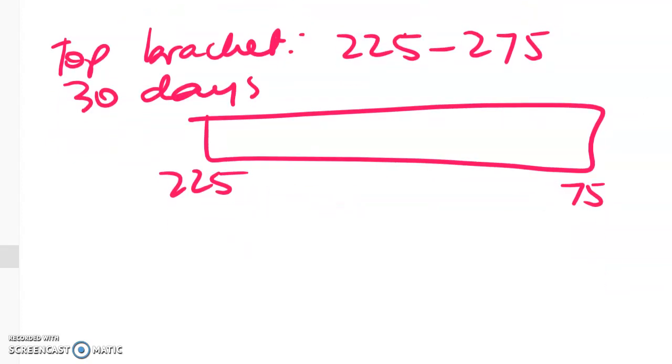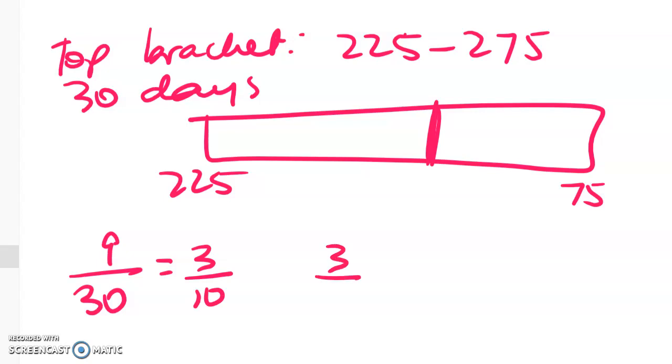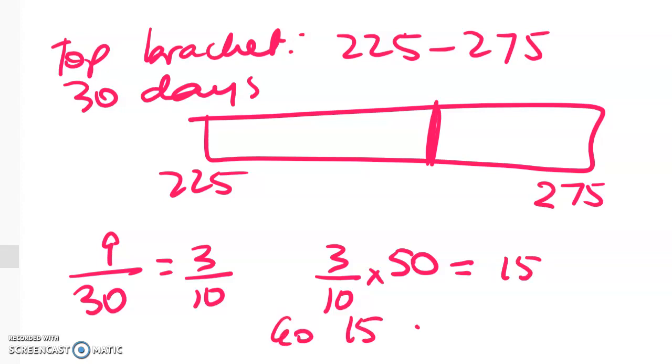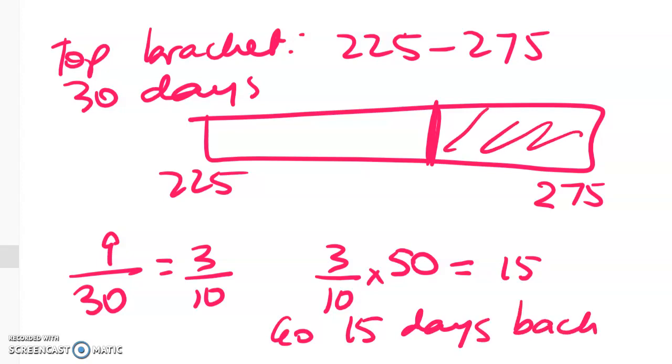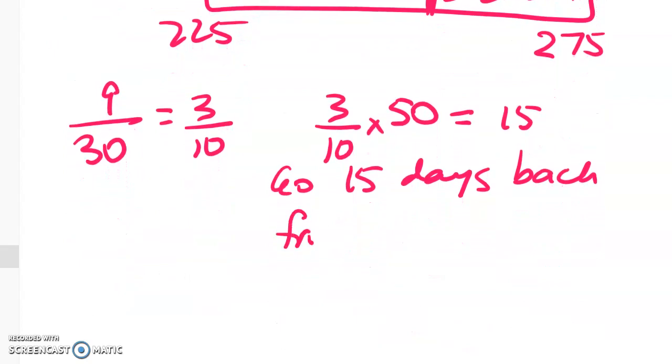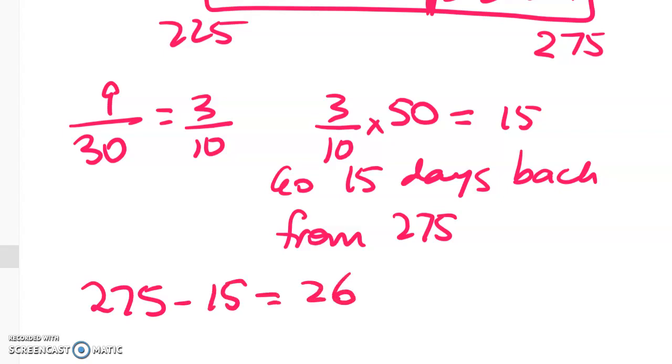We want to go 9 back. So 9 over 30 is equal to 3/10. So 3/10 of 50 is equal to 15. So we want to go 15 days back from 275. So 275 minus 15 gives me 260 days.